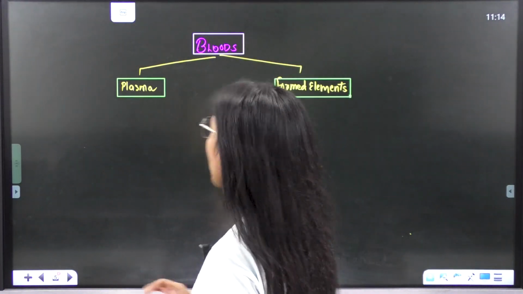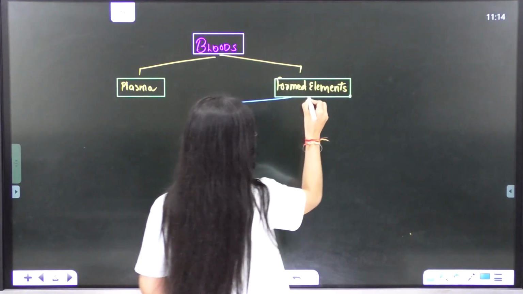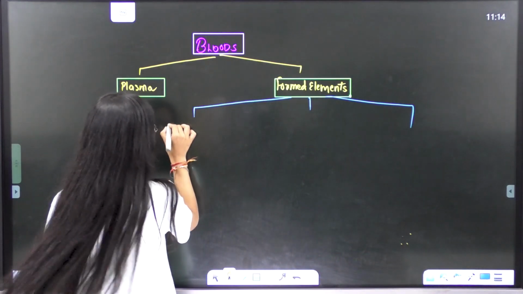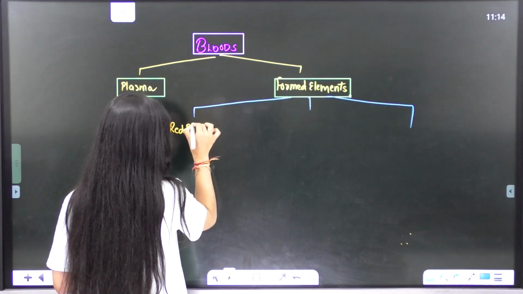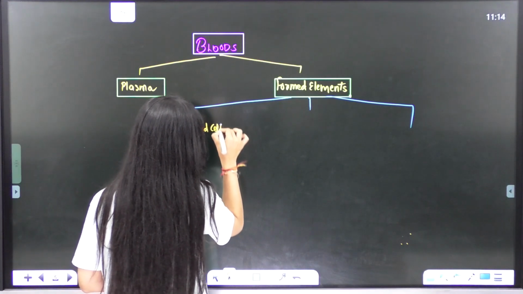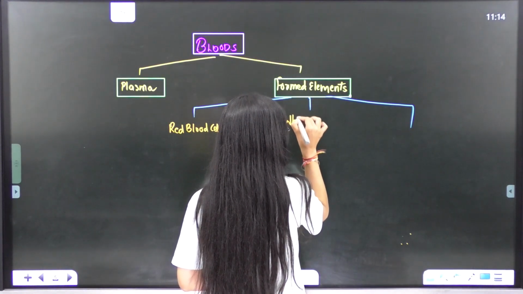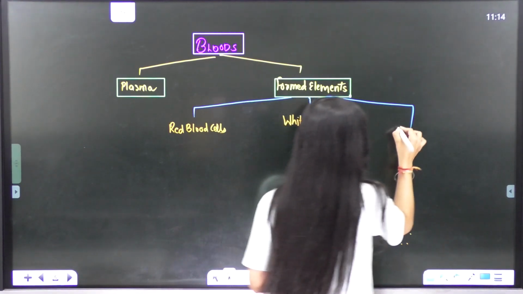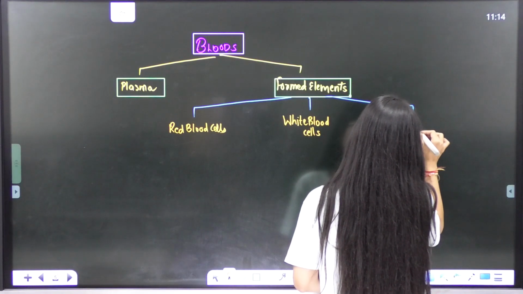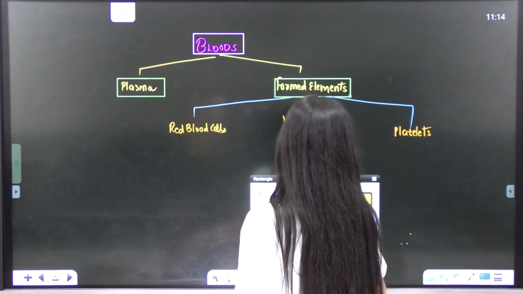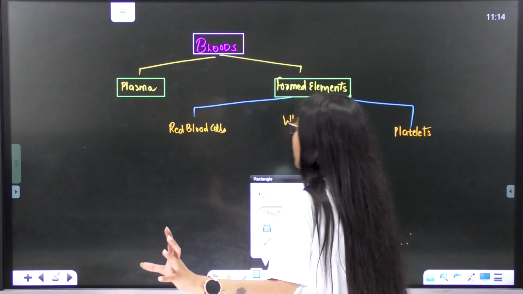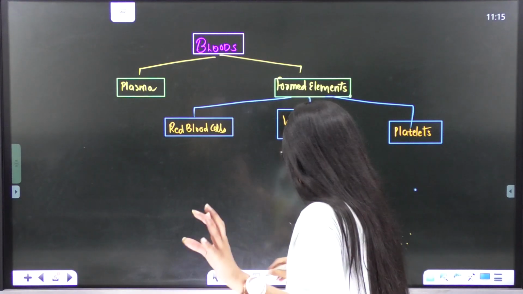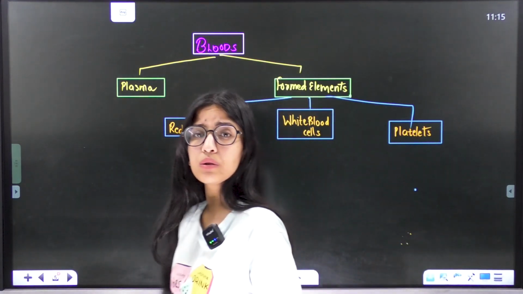So first of all, you have to remember the names. One being red blood cells, second being white blood cells, and third being platelets. So no question will come outside of all this that I am telling you. All of the questions will be only from this matter that I am teaching you.